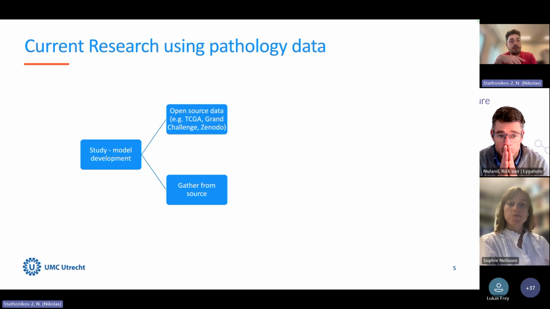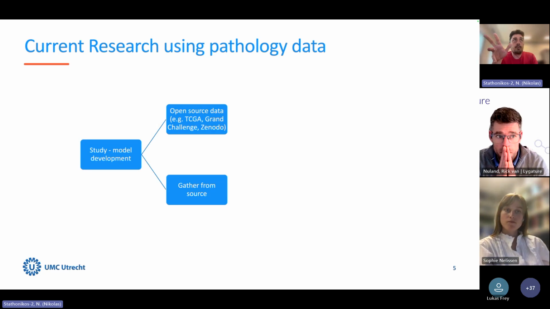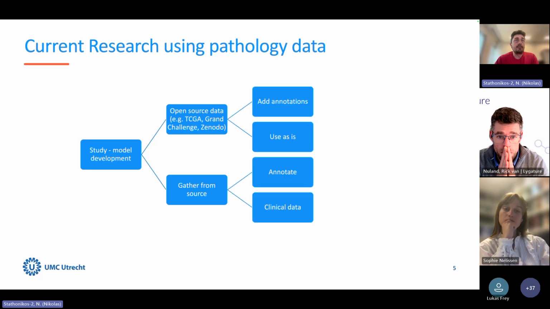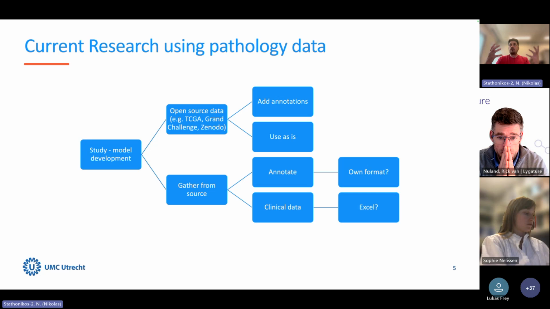When you do research, from things that are published so far, there are basically two main routes. You either use some open source data set that's published, or you gather the data yourself, or somebody gathers it for you. And then from that data, you might use the annotations as they are, or you have to annotate it and add some clinical data. And you save that data somewhere, you keep it in a local repository, and then it has its own format. Maybe it's in Excel, maybe there's some fancy database behind it.